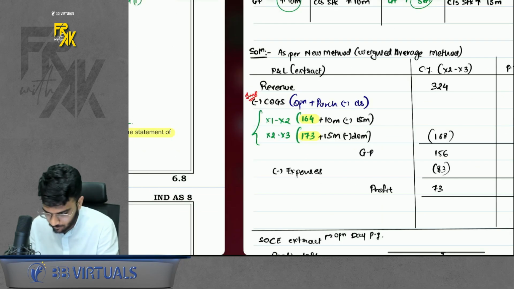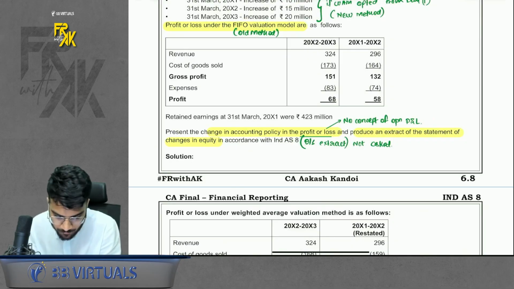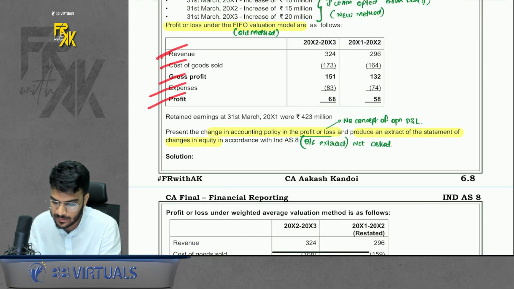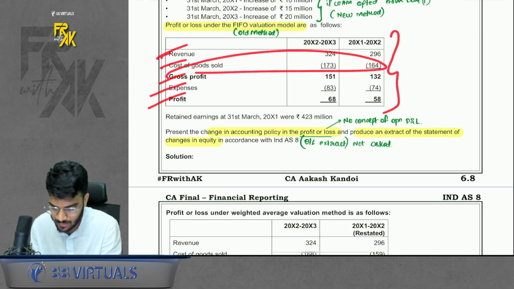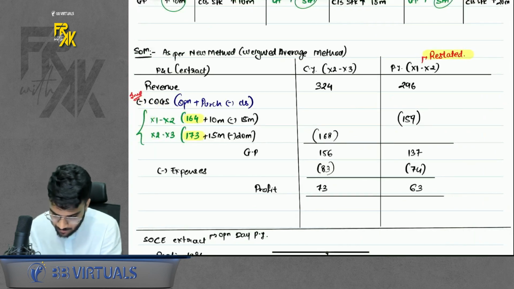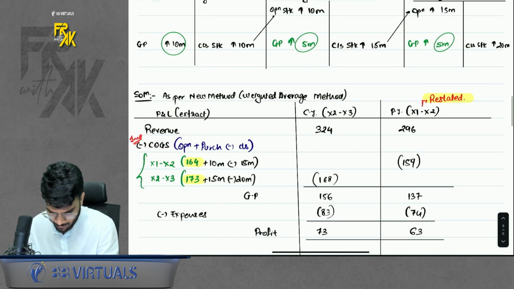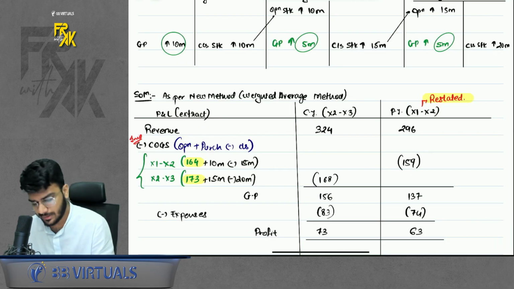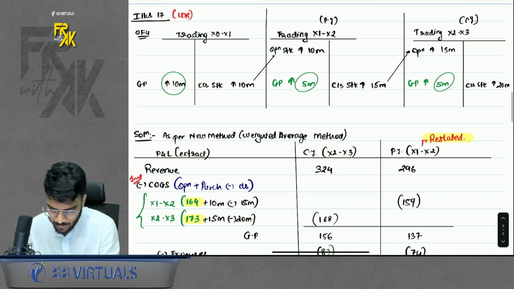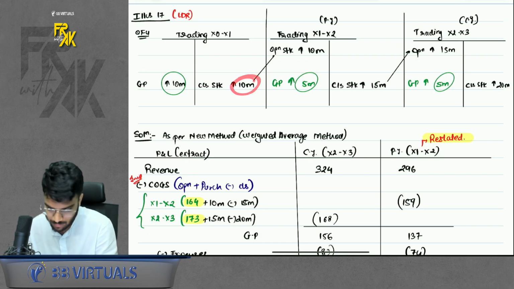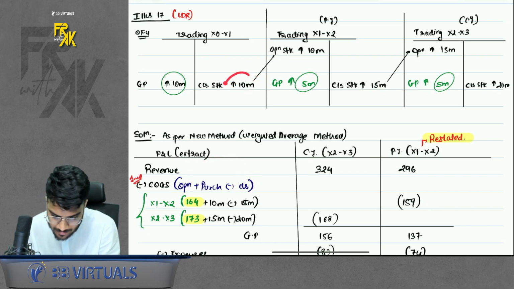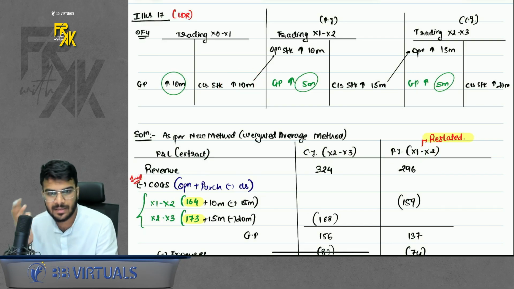Now, due to the change in method, which of the amounts in this full P&L will change? Only the COGS amount will change. Right. So if you see, revenue will remain the same. What about COGS? Do remember the formula for COGS. It is opening plus purchase minus closing. What is the meaning of this? If your closing stock is increasing, closing stock is deducted from COGS. Increasing closing stock will reduce your COGS. Apply some common sense, right?